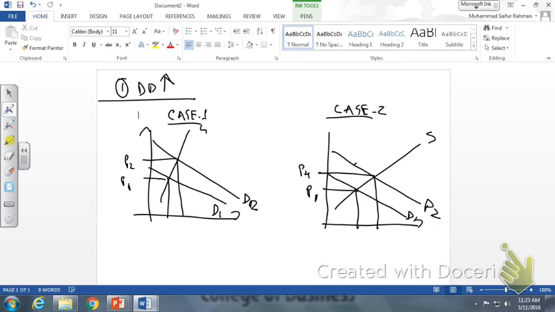Yes? Case 2 seems more elastic. The supply curve is more elastic. So with a more elastic supply curve, do you think the price change is going to be larger or smaller? Why? So notice case 1 is a supply curve which is very, very inelastic, meaning that with a given price change, the change in quantity supplied is much smaller, right?